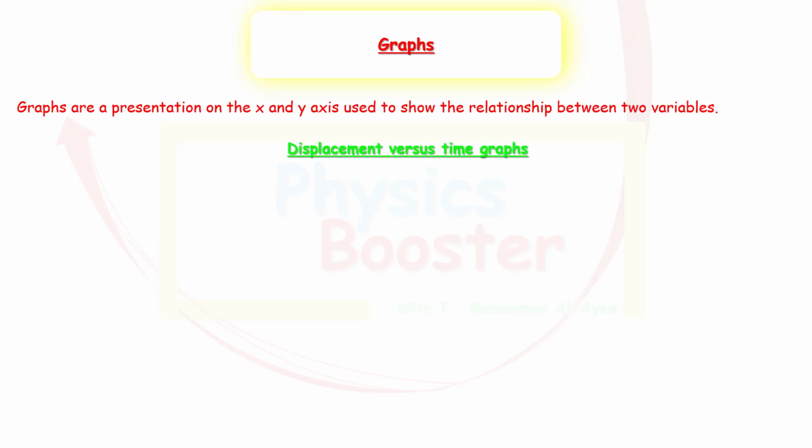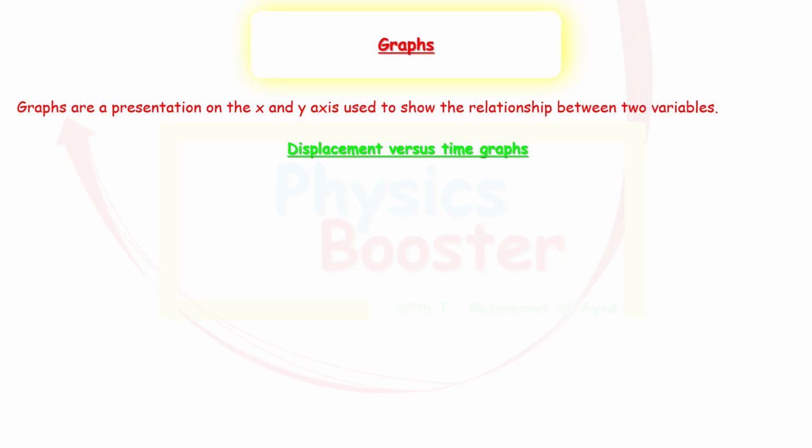The types of graphs we are going to talk about. First of all, we're going to talk about displacement versus time graphs. So our two variables are displacement and time. And the other form we'll see is going to be about velocity and time. So our constant variable is going to be time. Once we're going to talk about displacement and time, once we're going to talk about velocity and time.